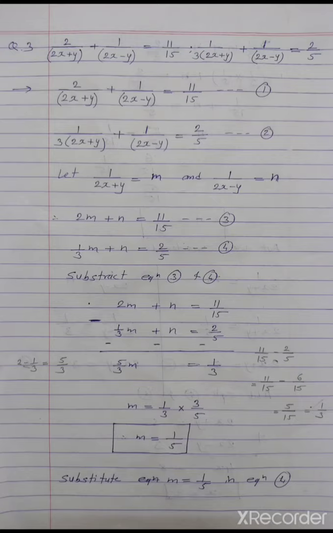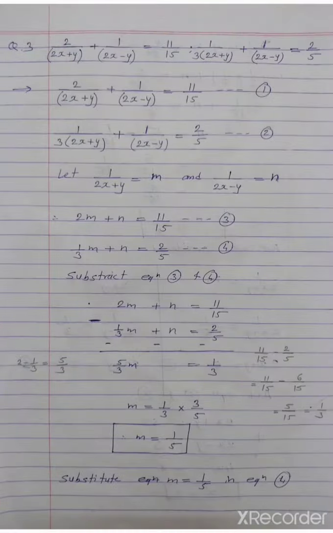You can directly cancel it because their coefficients are already the same. So just by doing subtraction we can directly eliminate it. Therefore I am subtracting equation number 3 and 4 from each other. This is the writing method.